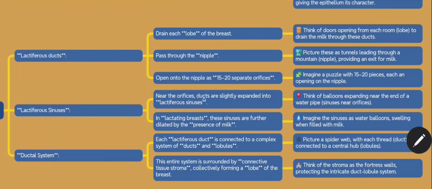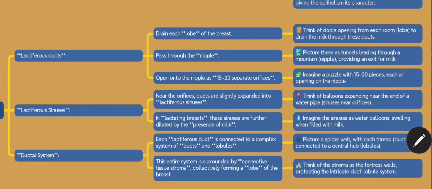Then the lactiferous sinuses. Near the orifice, the ducts are slightly expanded into lactiferous sinuses. In the lactating breast, these sinuses are further dilated by the presence of milk. How to remember this? Imagine the sinuses as balloons, swelling when filled with milk.